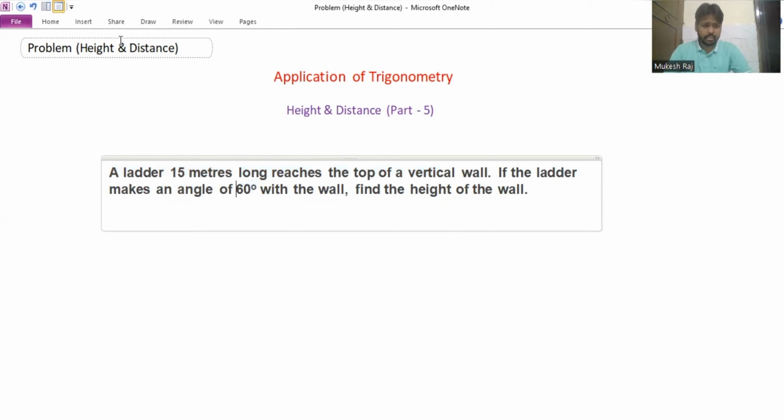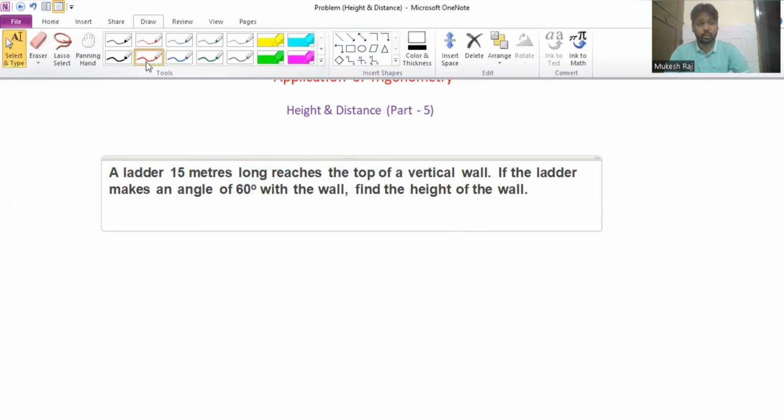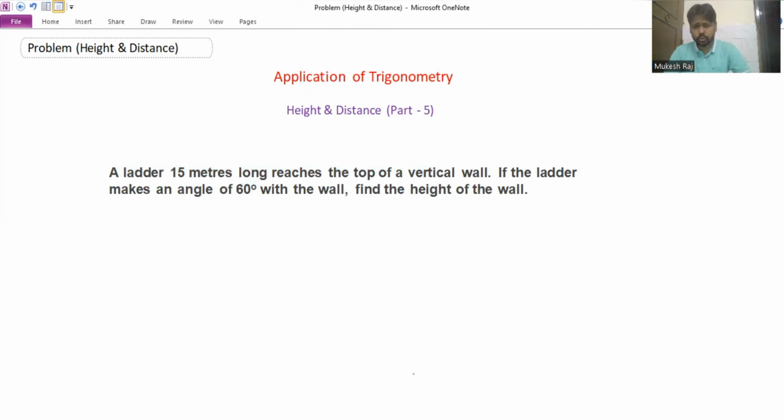As I had told you in the previous session, to solve such problems in trigonometry, you will first have to try and depict the entire problem in the form of a picture or diagram. So I'm just trying to depict it in the diagrammatic form. So this is how it is being depicted.